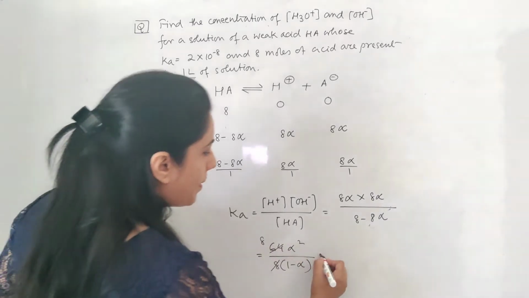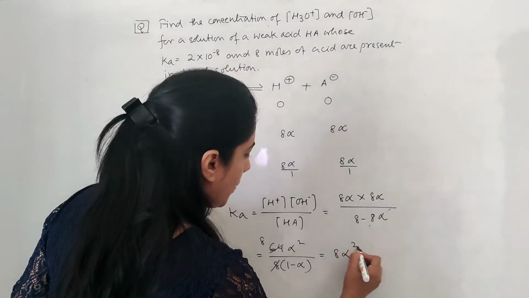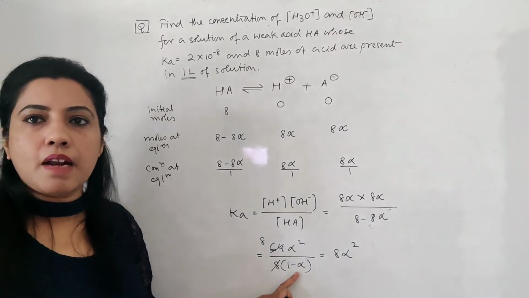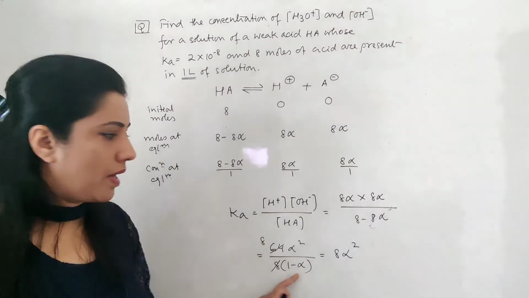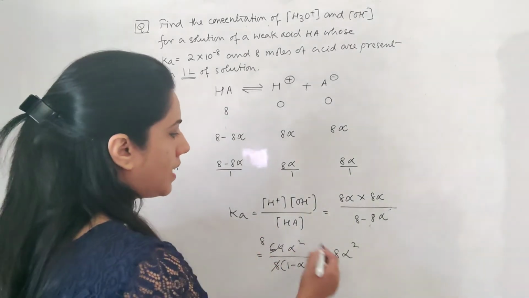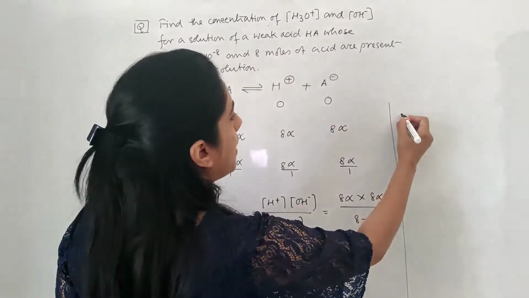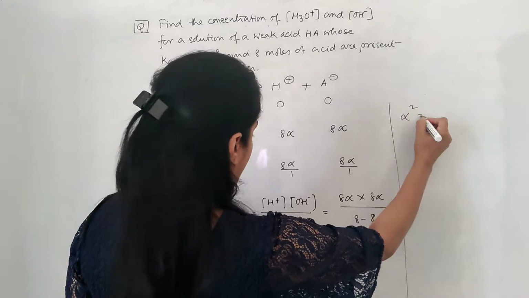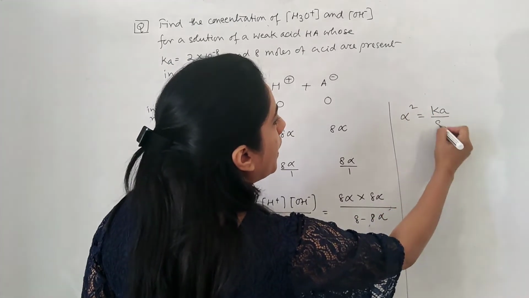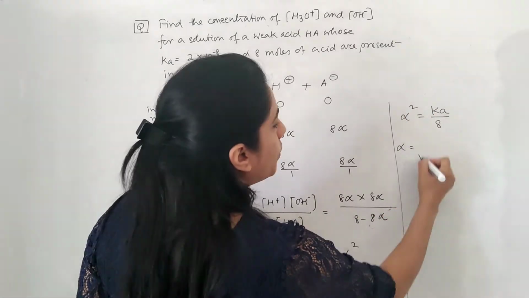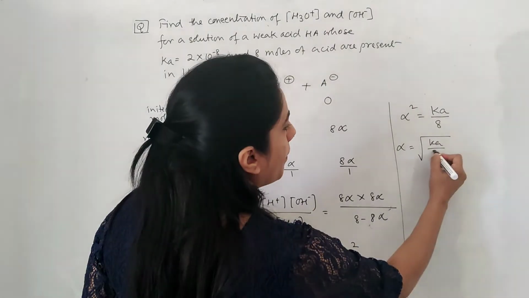Cancel it out. This is coming 8 alpha square. From 1 minus alpha, we can neglect alpha as alpha is very, very small. So we get Ka is equal to 8 alpha square. Ka is equal to 8 alpha square. So alpha square is equal to Ka upon 8. So alpha is equal to root of Ka upon 8.